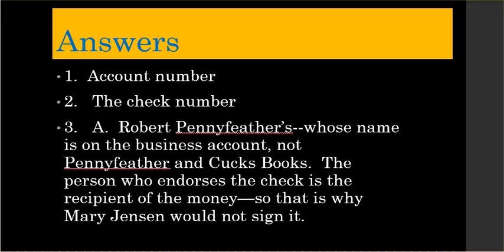Answers. Number 1 was account number. Number 2 was the check number. Number 3, A, Robert Pennyfeather, whose name is on the business account, not Pennyfeather and Cuck's Books. The person who endorses the check is the recipient of the money, so that is why Mary Jensen would not sign it.